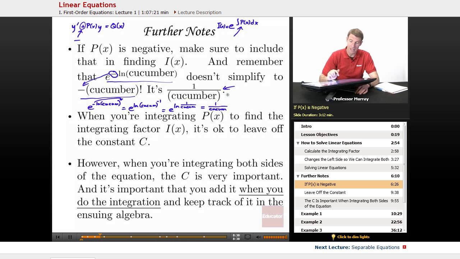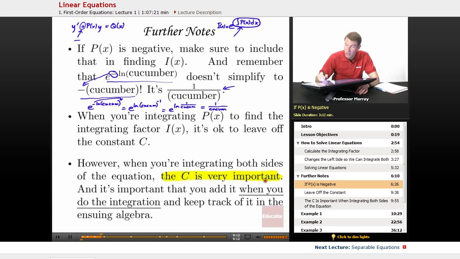Another note that I wanted to make is when you're doing this integral to find the integrating factor, e to the integral of P of x, you can leave off the constant there. It doesn't really matter if you add an arbitrary constant or not, so might as well just leave it off. So you don't have to worry about the constant there. However, later on in the problem, when you're integrating both sides of the equation, the constant is very important. I can't stress this enough. I'm going to highlight that part right there. The constant is very important when you're integrating both sides of the equation.